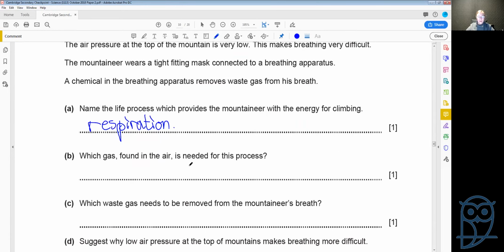Okay, which gas found in the air is needed for this process? Oxygen. Which gas needs to be removed from the mountaineer's breath? This will be CO2, so carbon dioxide. They will also accept just CO2. If you write this, it will be accepted.